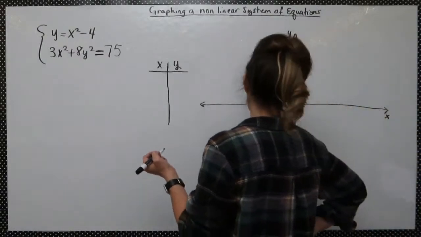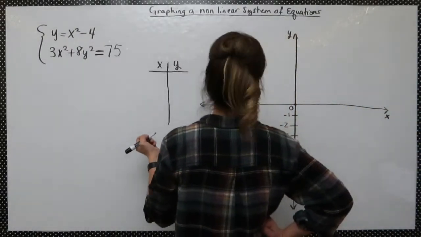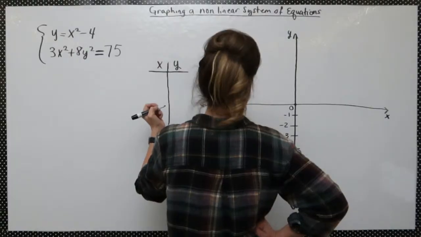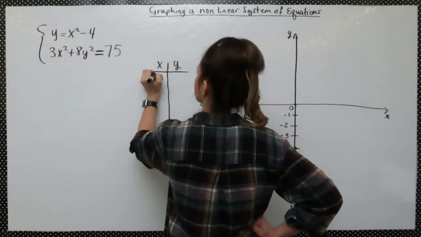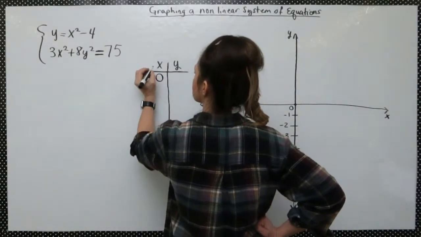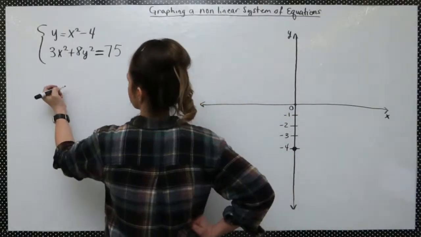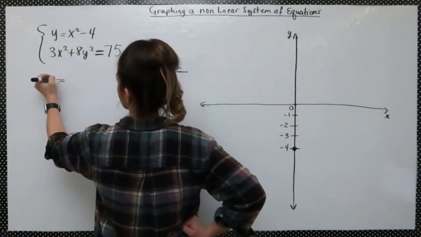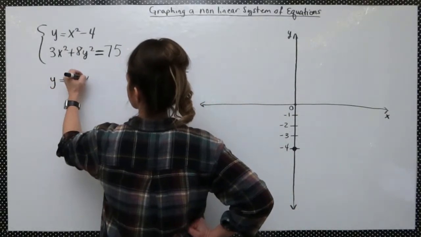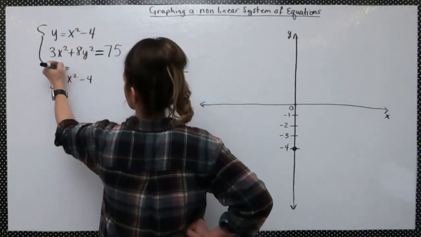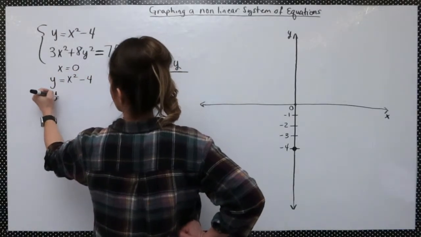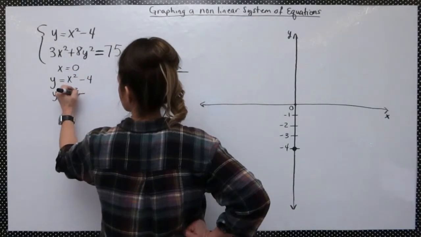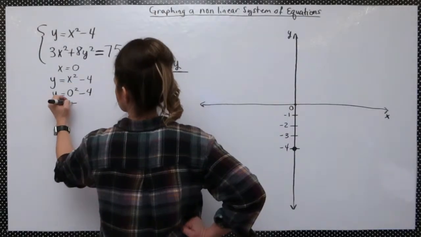And I can find that very easily by just plugging in 0 here for x. So we'll take this function y equals x squared minus 4. When x equals 0, you're going to get y equals 0 squared minus 4, which is minus 4.